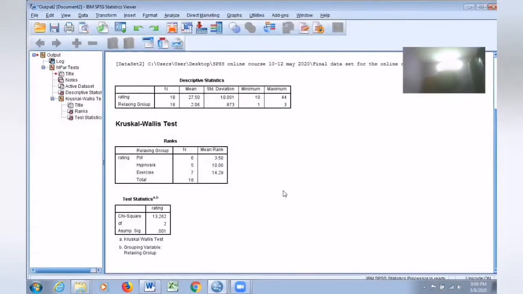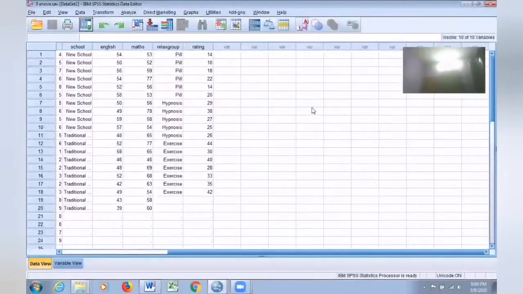Fine. So on this occasion, we have conducted a Kruskal-Wallis test, when the independent variable has three levels and the dependent variable is ordinal scale data. So we have conducted the Kruskal-Wallis H test. Fine. And we've got two more tests to go ahead.